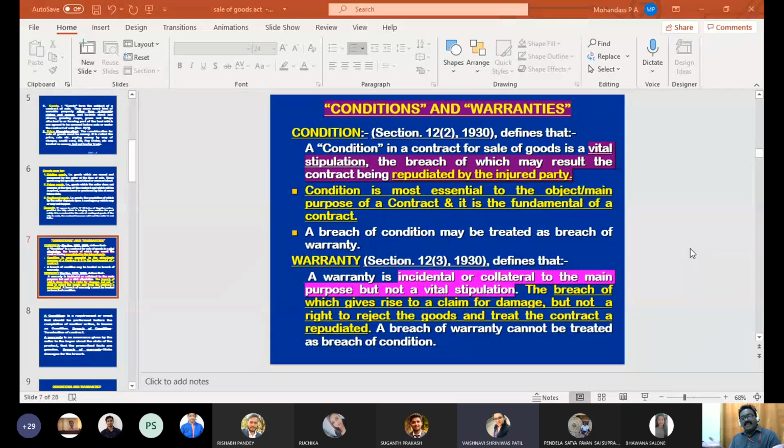Everything is written. Yes, that's right. It's a written contract.